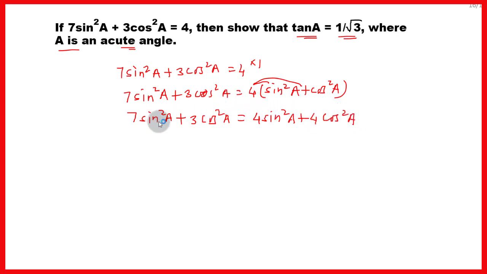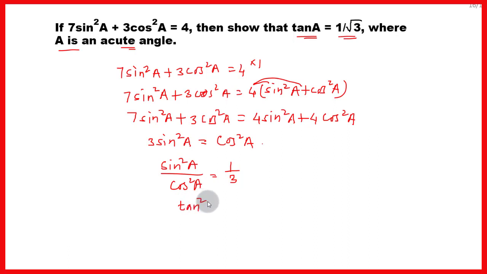Now take 4 sine square a to this side, so it will be 7 sine square a minus 4 sine square a, that will be equal to 3 sine square a, which is equal to, take 3 cos square a to this side, so this is 4 cos square a minus 3 cos square a, that will be 1 cos square a, that is cos square a. Now take cos square a to this side, so it will be sine square a upon cos square a, that is equal to, take 3 to the other side, so it will be 1 upon 3. Now this will be tan square a. Tan square a is equal to 1 upon 3.